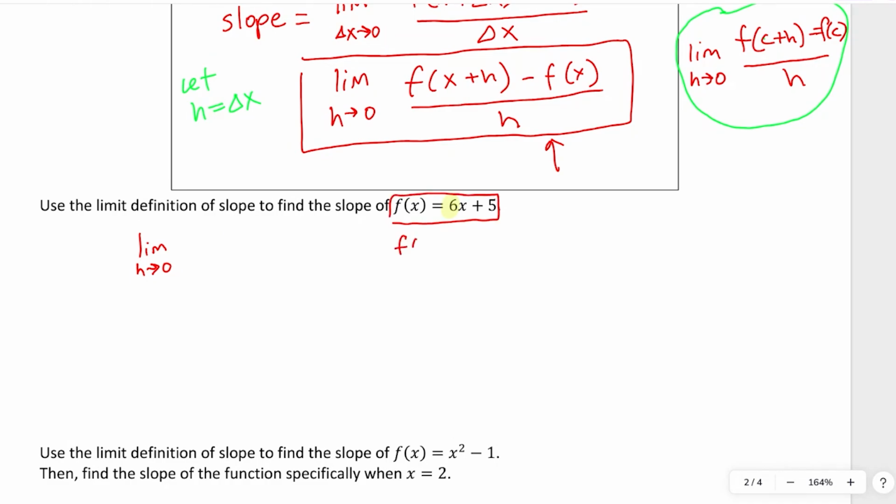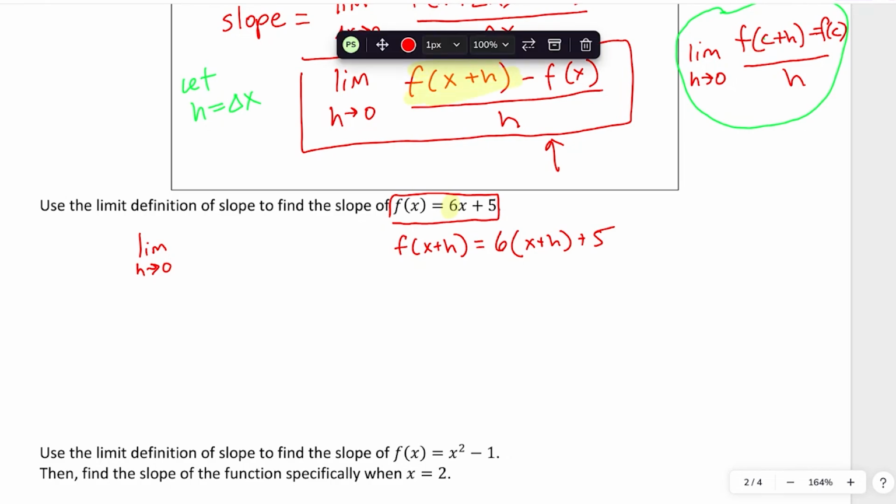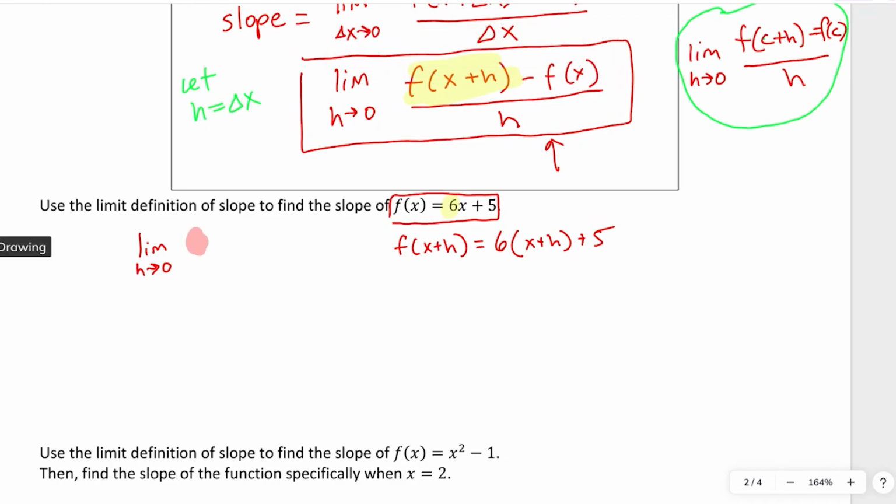F of x plus h is going to be the expression we get when we substitute x plus h for x. So that would be 6 times x plus h plus 5. So that is the f of x plus h. That is what we see up here. Okay, so let's go ahead and write that. Oh, that's a highlighter. Let's go back to the pen here. So we've got 6 times x plus h plus 5.